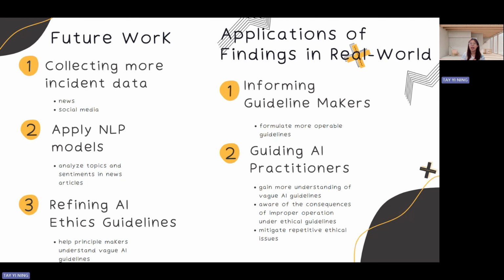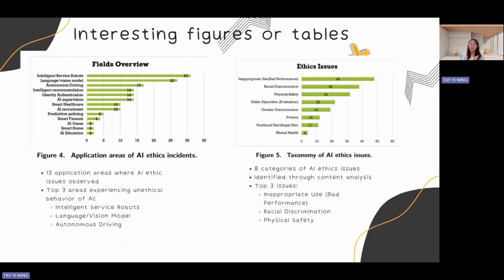The next is figure 5. Figure 5 is also a horizontal bar chart, which presents the categories of AI ethics issues identified through the content analysis. The top ones are inappropriate use, bad performance, racial discrimination, and physical safety. This figure is crucial as it reveals what types of ethical problems are most commonly encountered in real-world AI deployments. Okay, the last table provides a detailed breakdown of each of the 8 AI ethics issues listed in figure 5. Each category includes the ratio, which is the percentage of incidents, a brief explanation, and a specific example from the AI incident database to pair each issue with real cases for a better understanding.